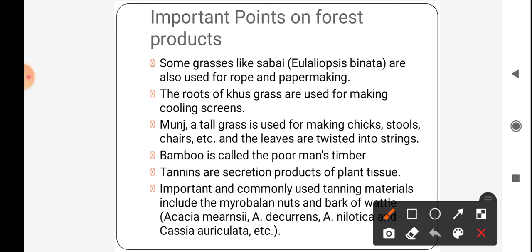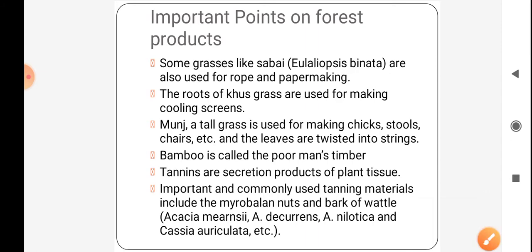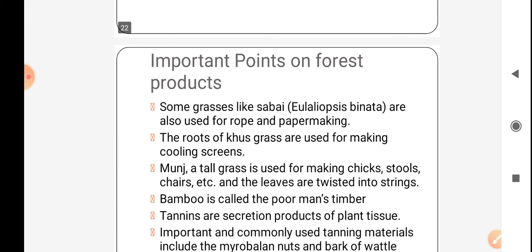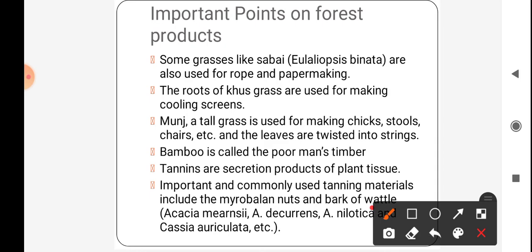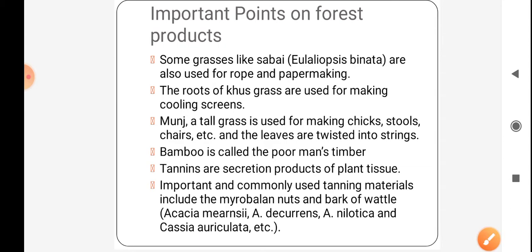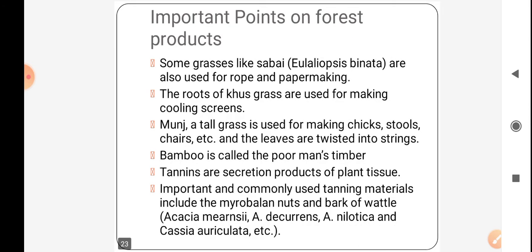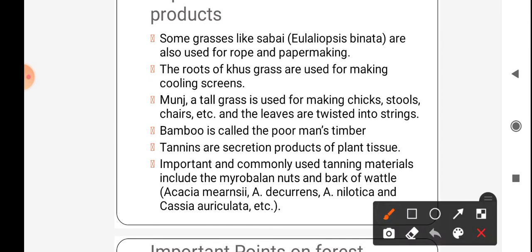Here I have gathered some important points related to forest products. Some grasses like sabai, Eulaliopsis binata, are also used for rope and paper making. Being agri-business graduates, we are more concerned about business. We are finding that something should happen from every agricultural activity. That's why it is agribusiness, not agriculture business. So we are finding something important from an economic point of view. So we have found some grasses. Sabai, Eulaliopsis binata, is used in rope and paper making.